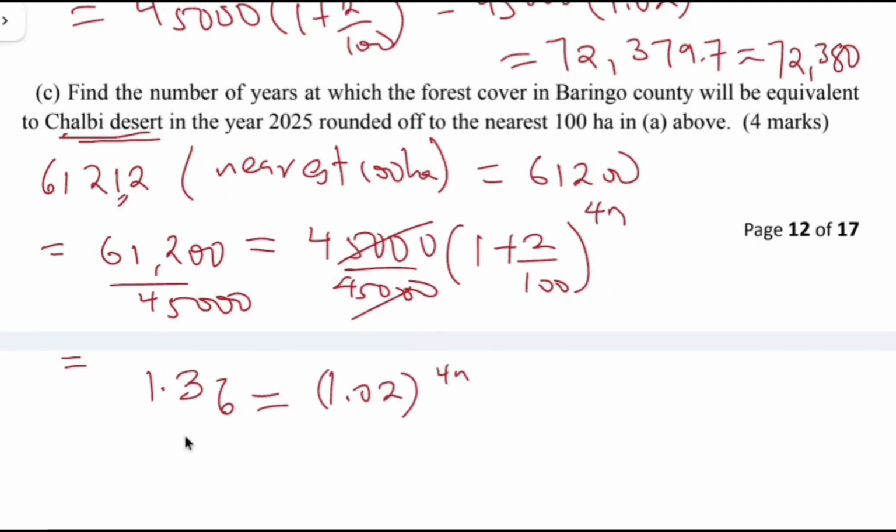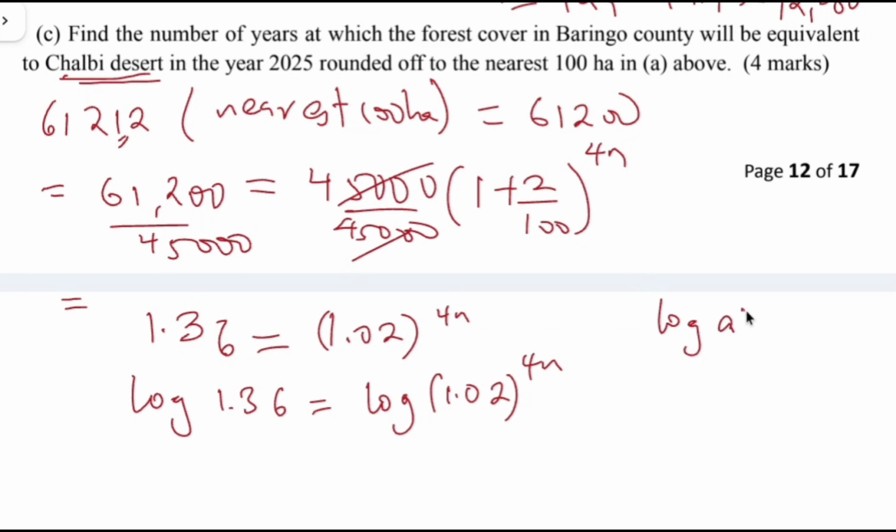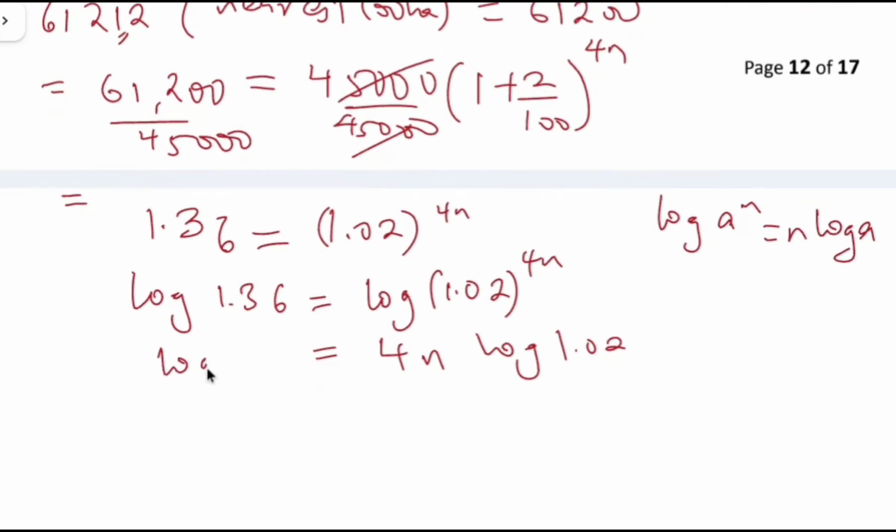So you introduce log on both sides. So itakuwa log 1.36 equal to log 1.02 power 4n. Lazima log kwa sababu ya hiyo power. So hiyo power ukiweka log, itaenda nyuma. Nadhani mfunzo wa log, a power n itakuwa n log a. So itakuwa 4n log 1.02 equal to log 1.36. So divide by log 1.02.